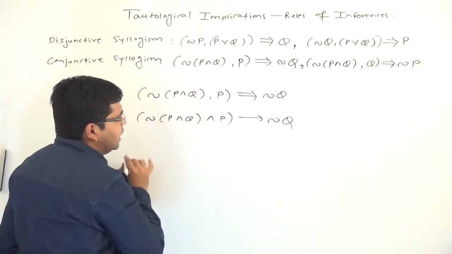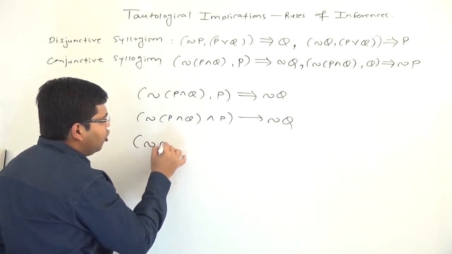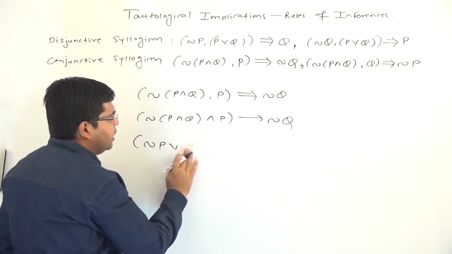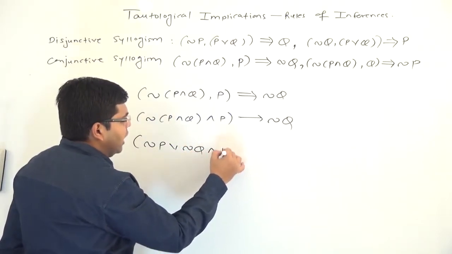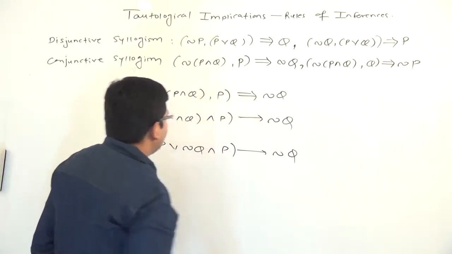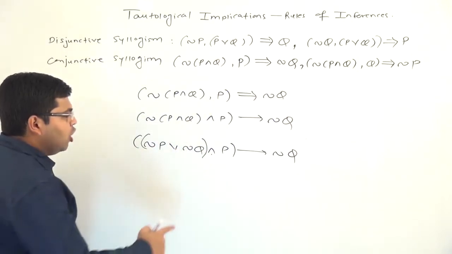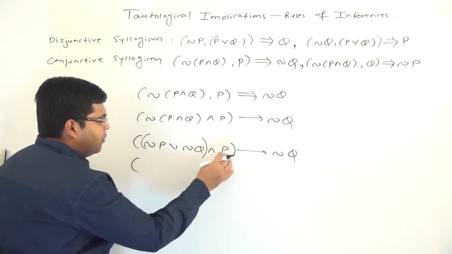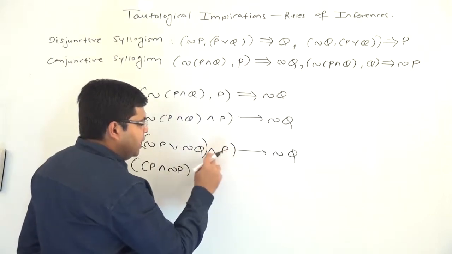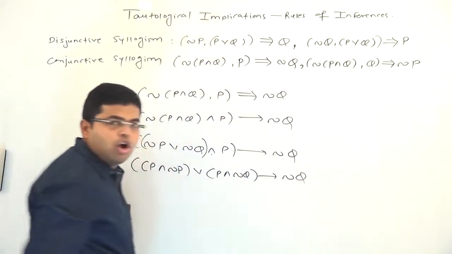I will apply the De Morgan here. Now after applying De Morgan, this will become negation of P or negation of Q, and P, implies negation of Q. Now we need to put this within brackets because we are having the and sign here. Now we will distribute this and, so it will become P and negation of P, or P and negation of Q, implies negation of Q.